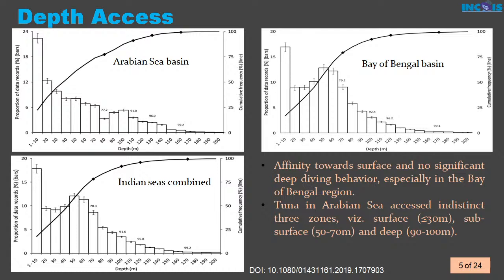Similarly, 90% of the data is reached by 110 meter depth, and the 95% threshold is crossed when you reach 130 meter depth. So you can say that out of every 100 observations made by the tag, 95 were at a depth of 130 meters or less. And 99% of the data is reached by 160 meters in the Arabian Sea.